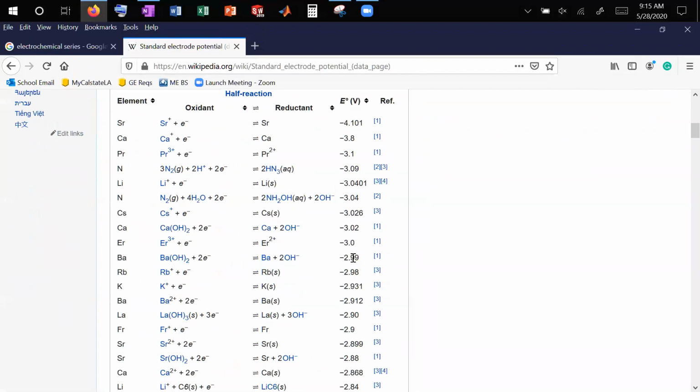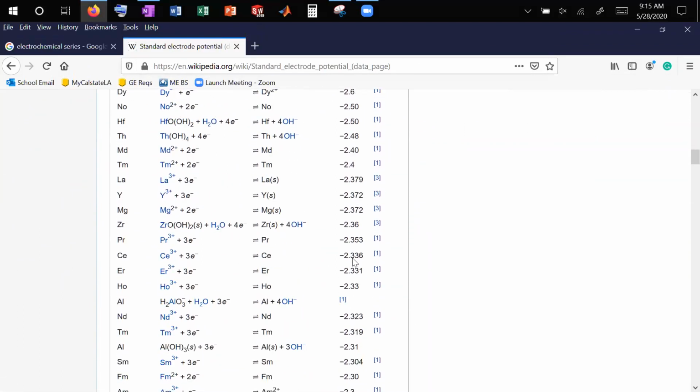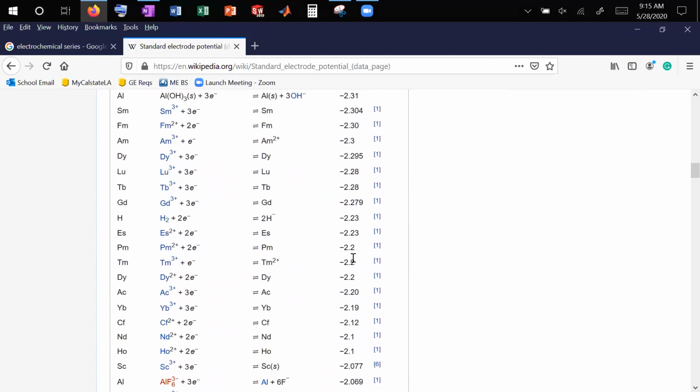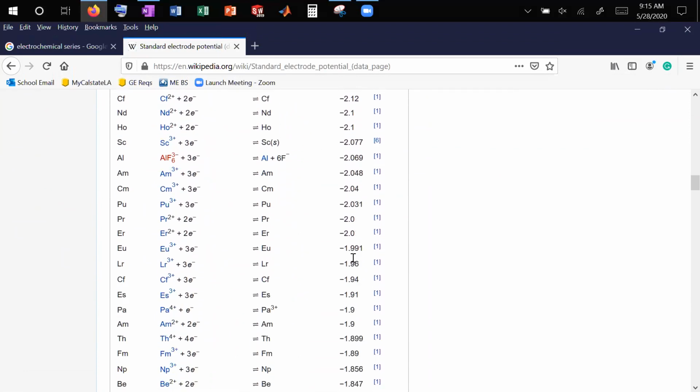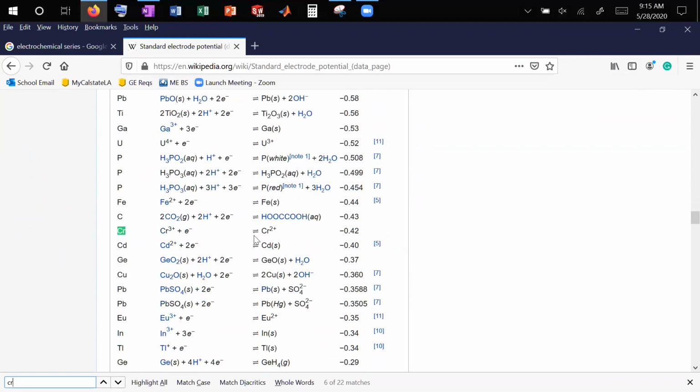Well, maybe Google's got a better one. So it's not going to be this low. Here we go. Oh, here's chromium, but keep in mind that this is not the reaction we want, right? This is chromium 3+ to chromium solid. So we want this one right here: chromium 3+ to chromium 2+, so negative 0.42.